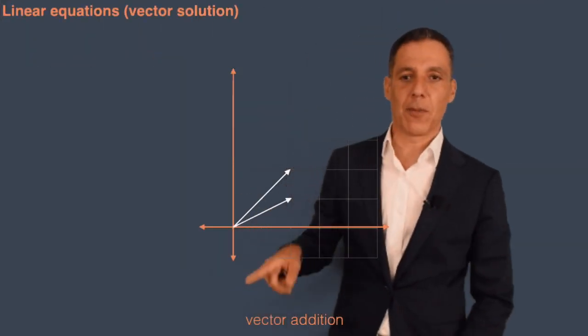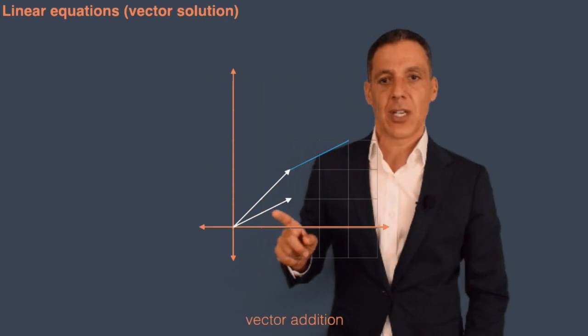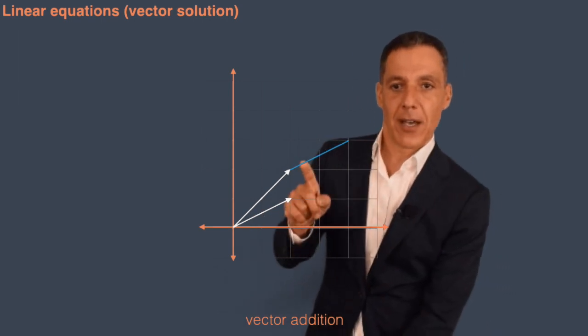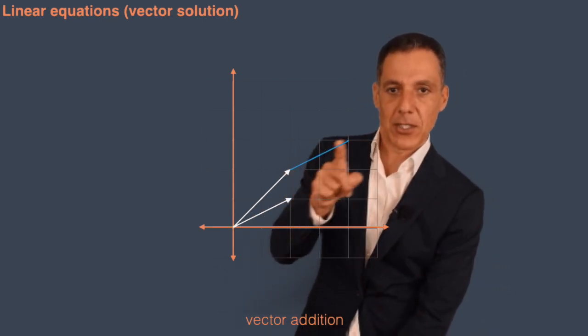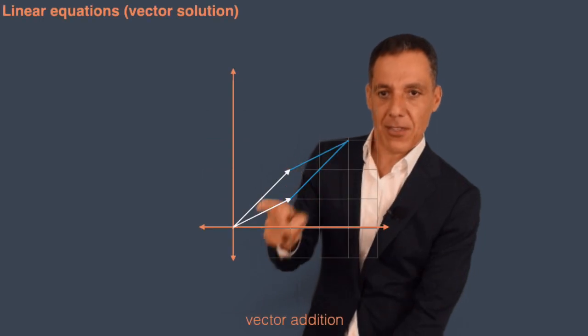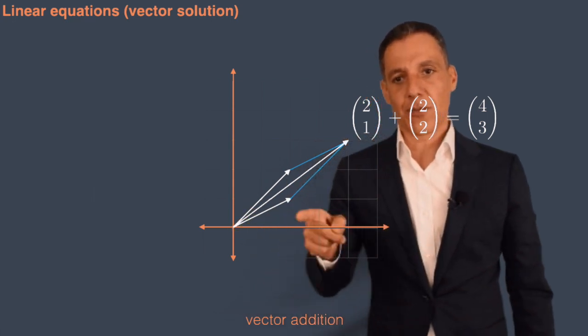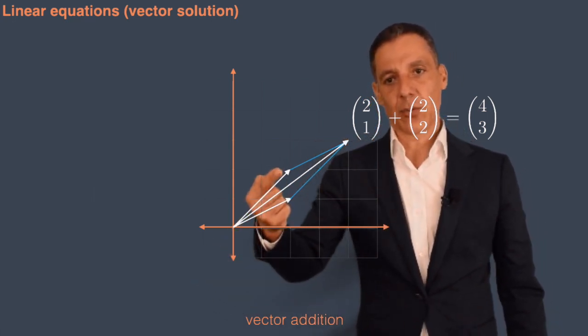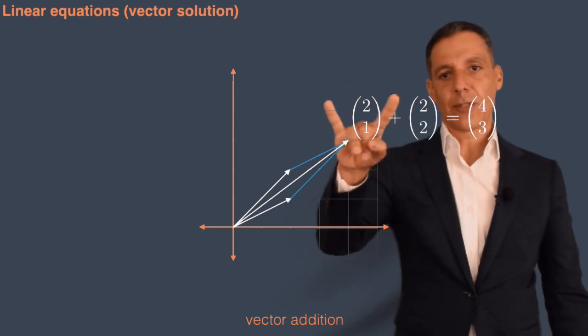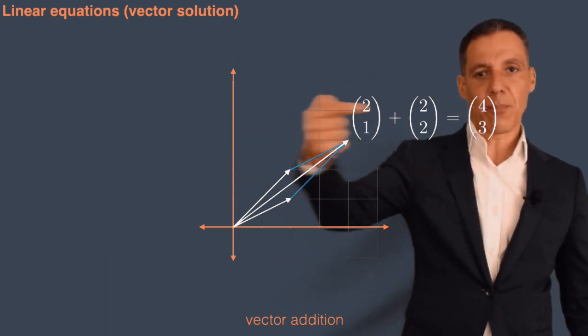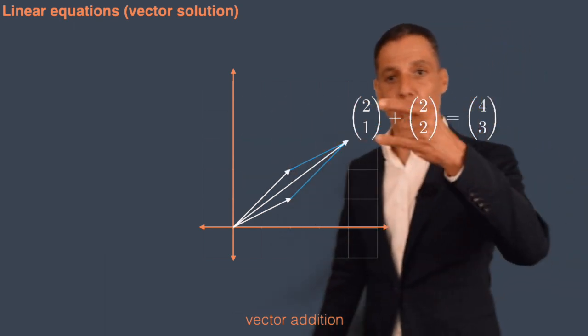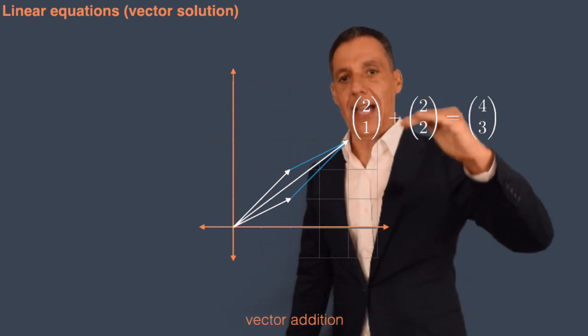Okay, one more example. Let's sum these two vectors. I'm going to take this vector here and I'm going to draw it right there. I'm going to take this vector, draw it there. There's the head-to-tail construction. That vector is now the sum. So this vector was 2, 1. This vector was 2, 2. And the sum is 4, 3, which is just the pointwise addition of the x and the y.